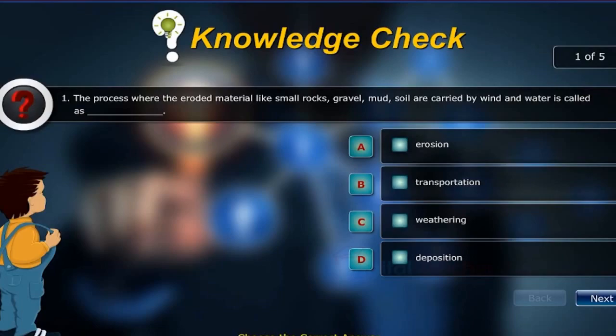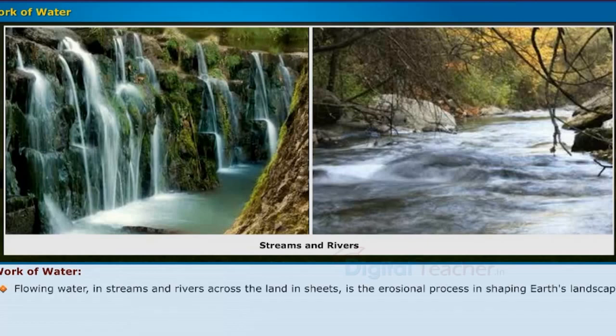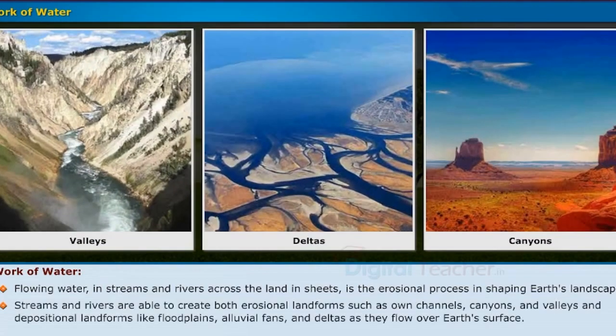Now, let us see the action of water on the lithosphere. Flowing water in streams and rivers across the land in sheets is the erosional process in shaping Earth's landscape. Streams and rivers are able to create both erosional landforms such as channels, canyons and valleys, and depositional landforms like floodplains, alluvial fans and deltas as they flow over Earth's surface.